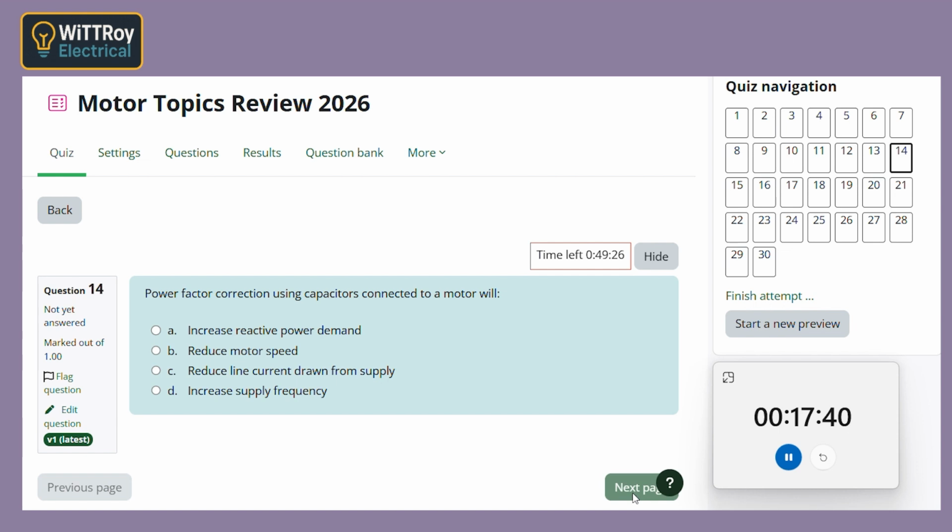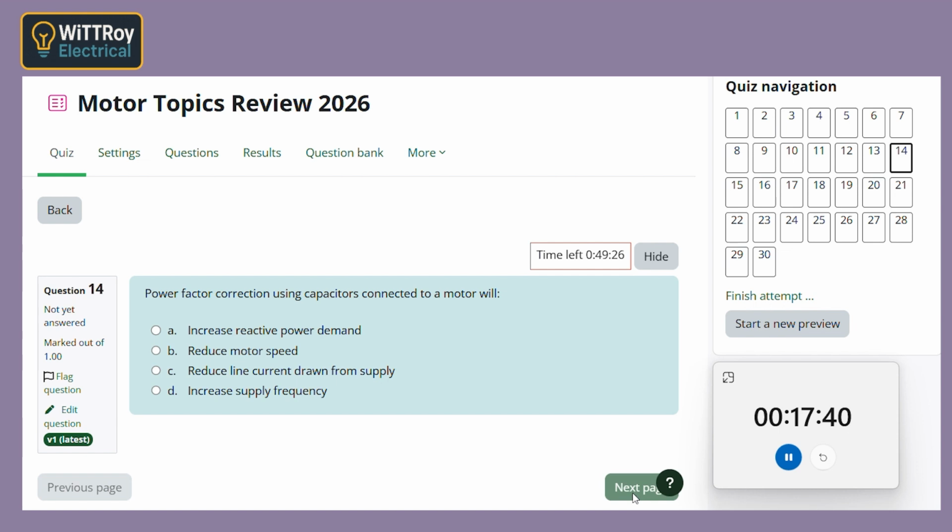Now, when we add capacitors for power factor correction, the capacitors supply some of that reactive power locally, right near the motor. So the supply does not need to provide as much. Correct. That means the current coming from the supply reduces. The motor still does the same useful work, but the line current is lower. So why is increased reactive power demand wrong? Because capacitors do the opposite. They reduce the reactive power demand seen by the supply. They don't make the motor need more. They help cancel part of the inductive reactive demand.